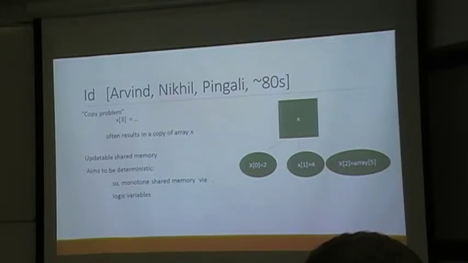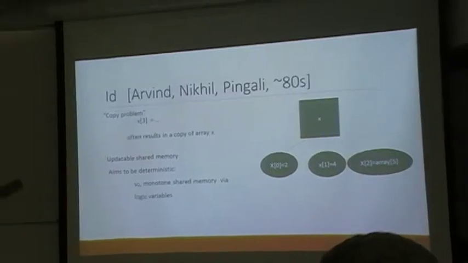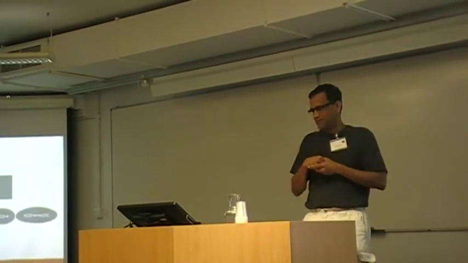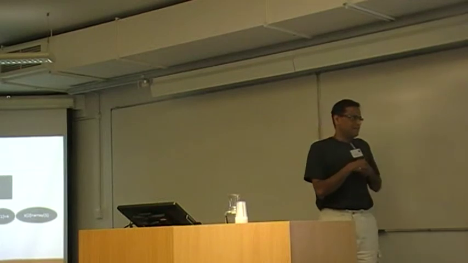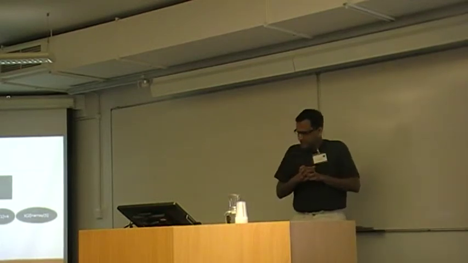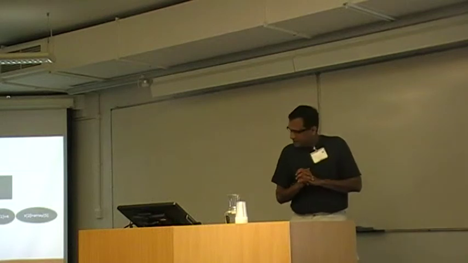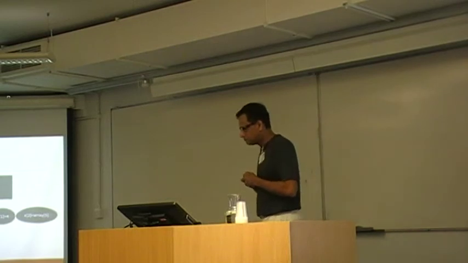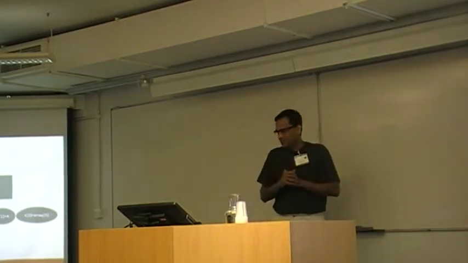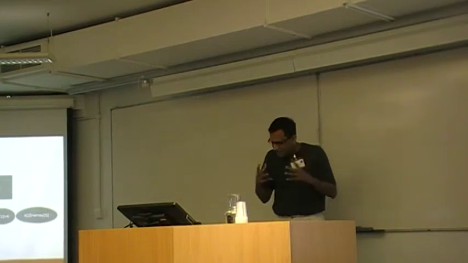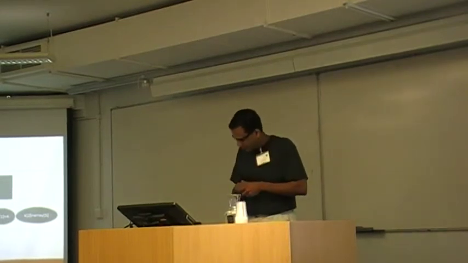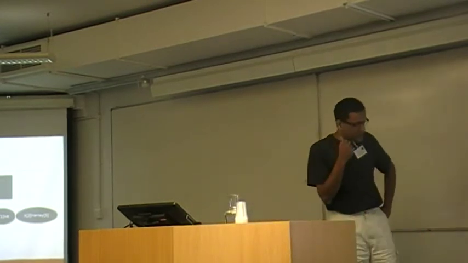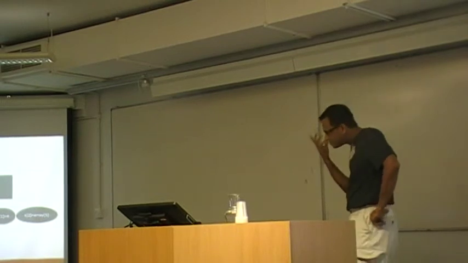And they were thinking of functional languages, and then they ran into what people in the functional programming community called the copy problem, which is more or less that any time one does an update, unless one is super careful, one ends up making a copy of the data structure. And since at that time the calculations of interest were a lot of numerical stuff, they wanted something which would work better. So one of the solutions they came up with was to think of updatable shared memory, right? But we wanted to be deterministic.